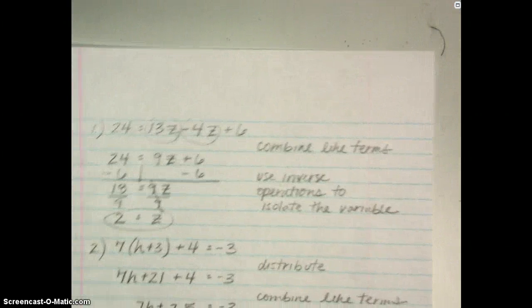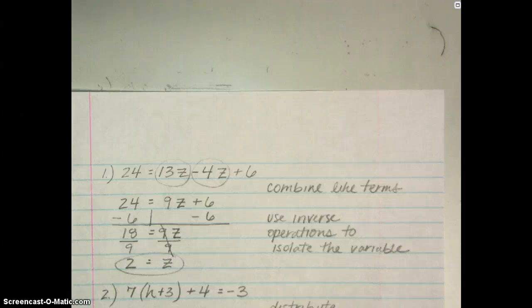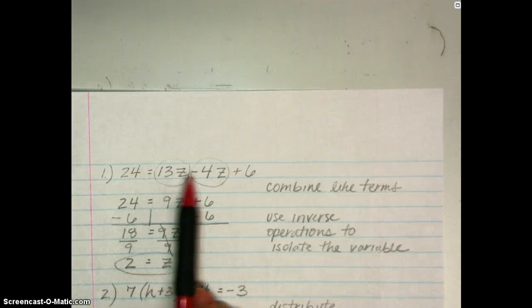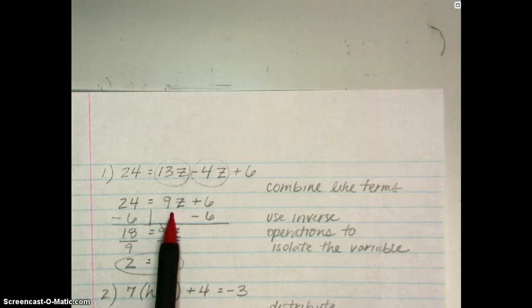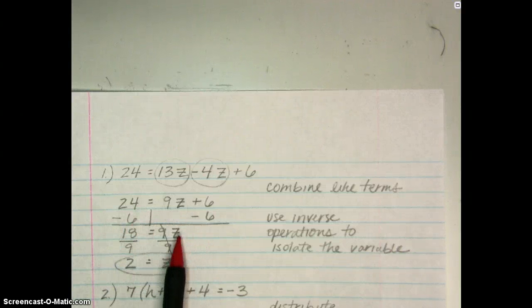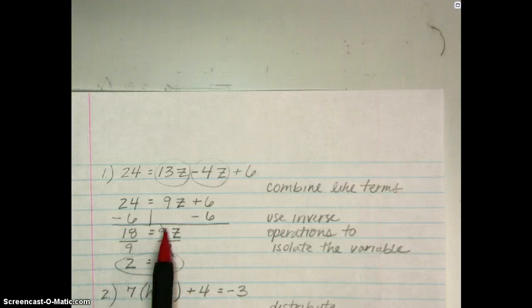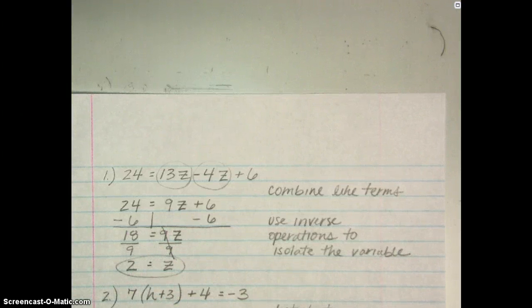So first of all, number 1, here I started by combining like terms to 9z, and then I used inverse operations to get z by itself. Subtracted 6 and divided both sides by 9 to get z is 2. So there's my solution. Z is 2.